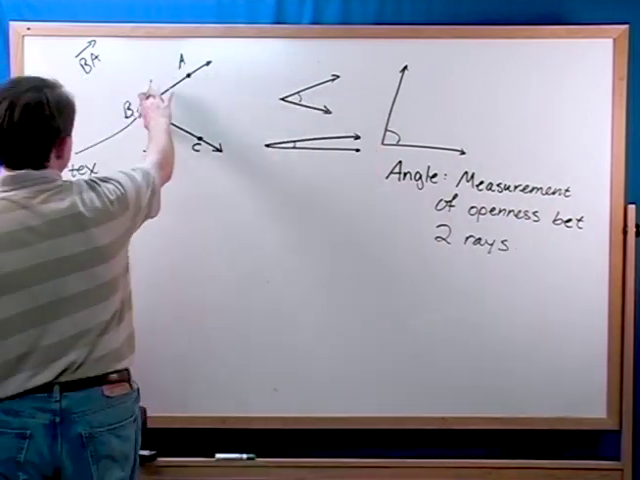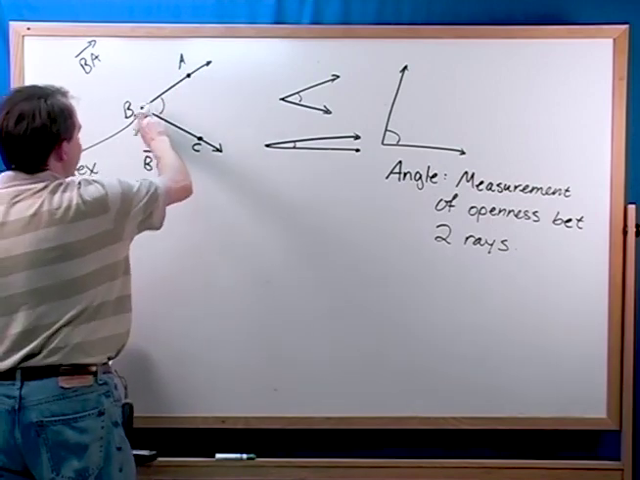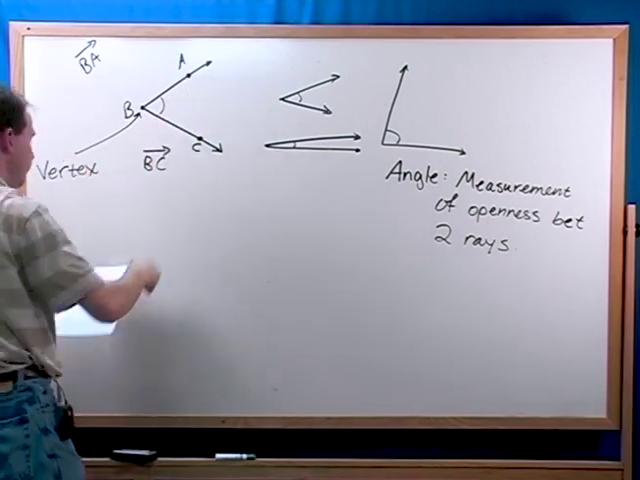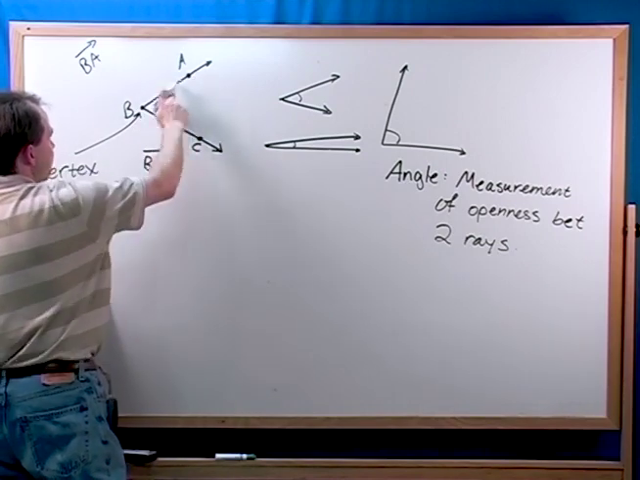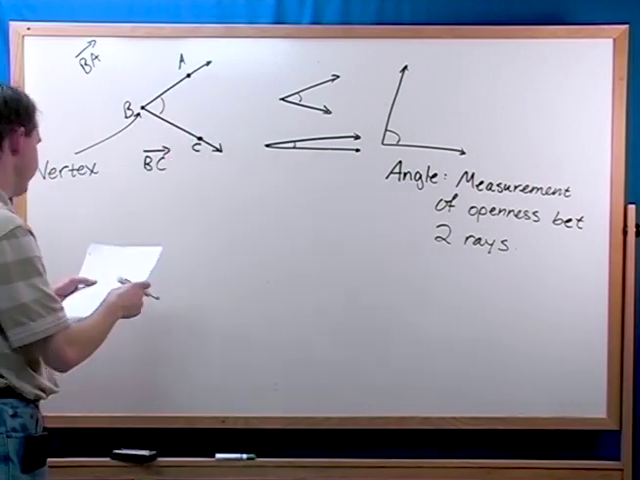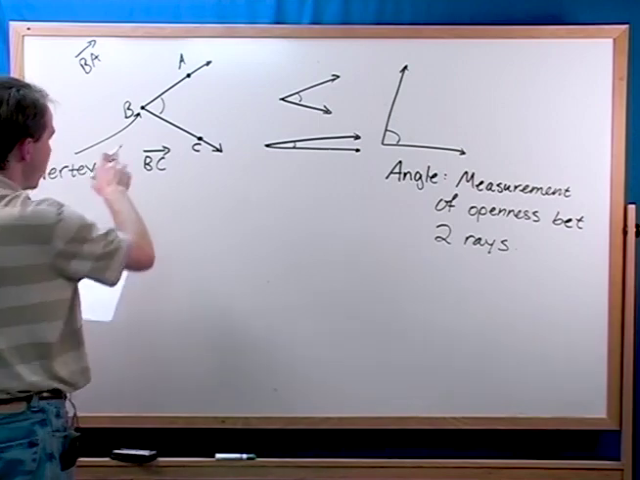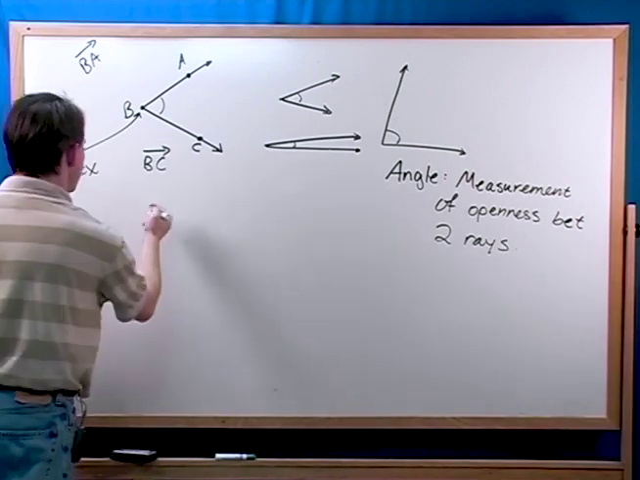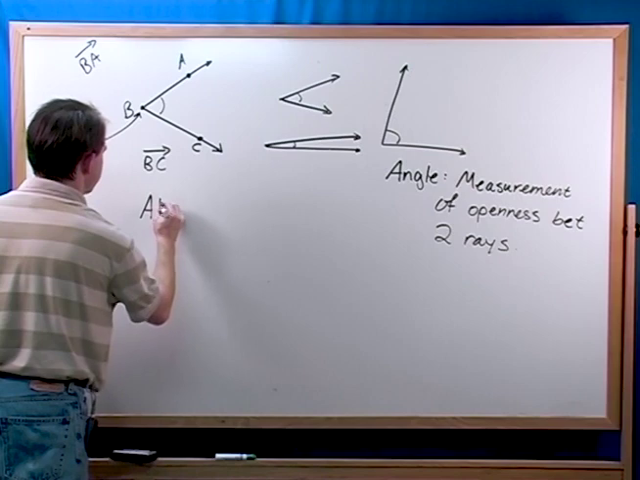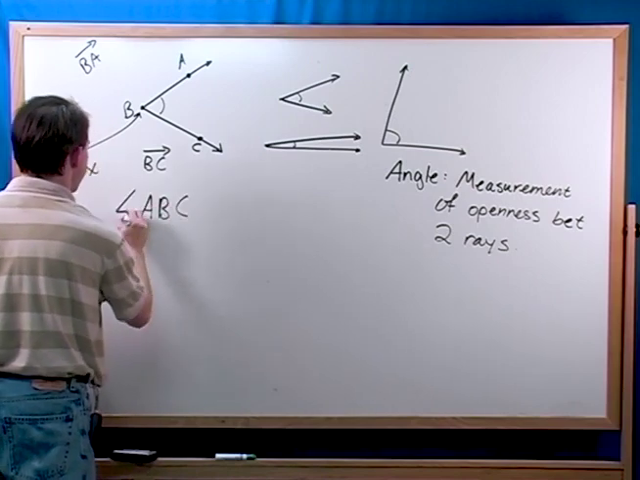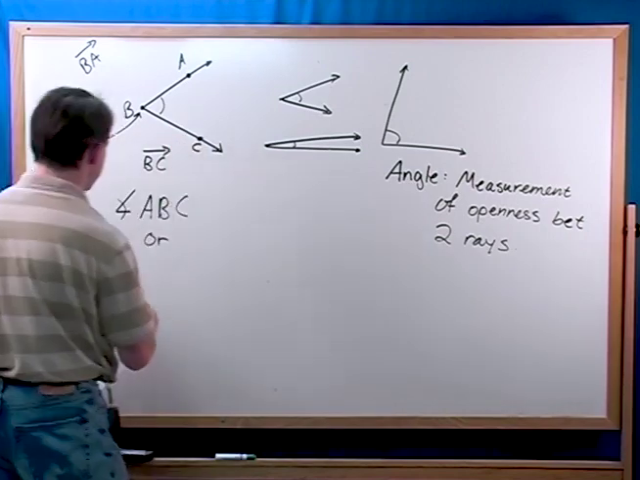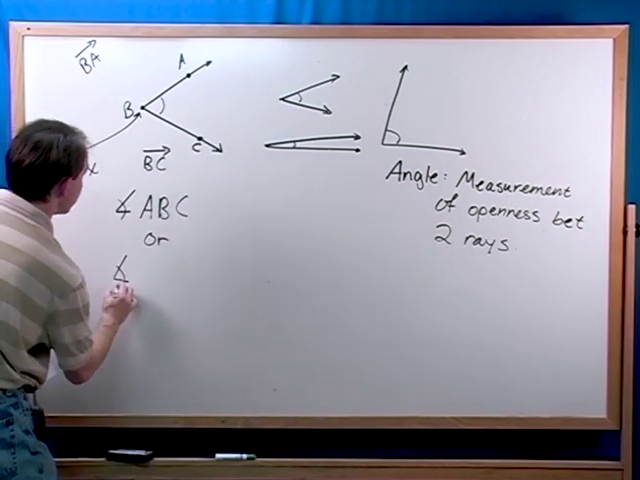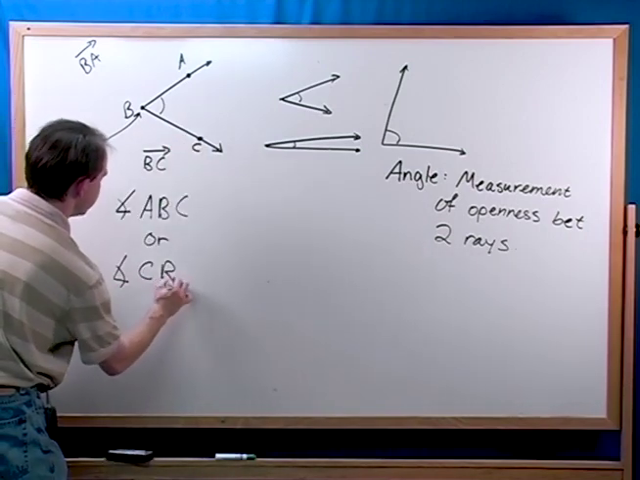So from a geometry point of view, how do you write this angle? Well, it takes 3 points to form an angle, just like we have it drawn here. You have to have a vertex and you have your two rays, so there are 3 points. The way that you would write this angle would be angle ABC, with a little angle symbol in front, or angle CBA.